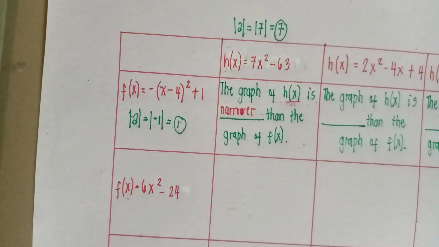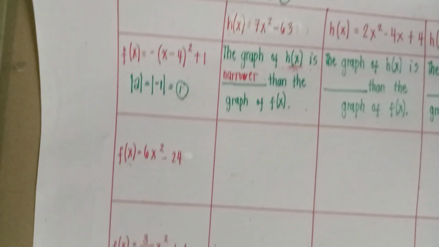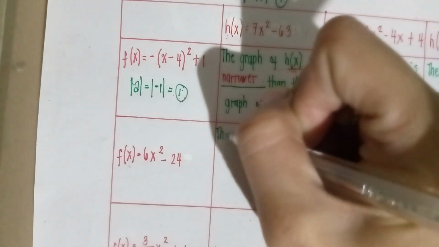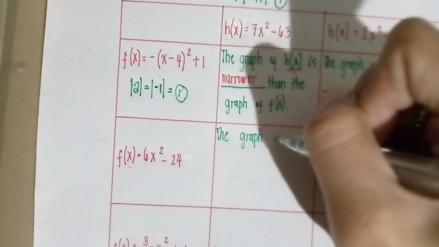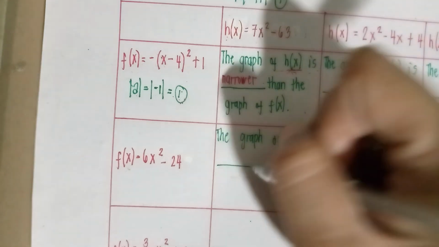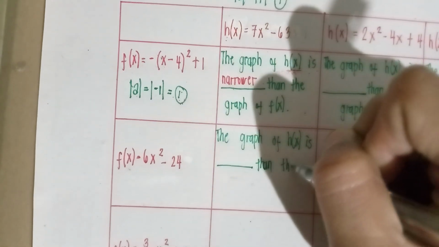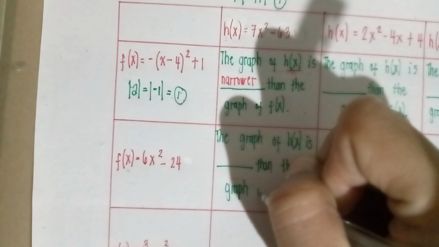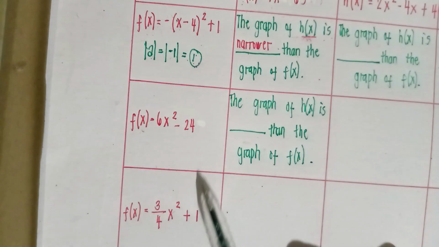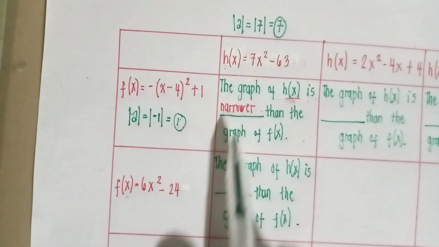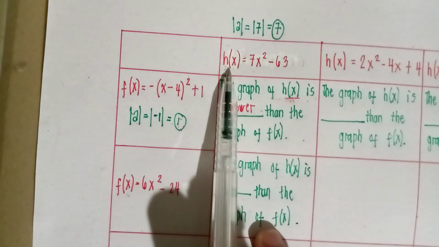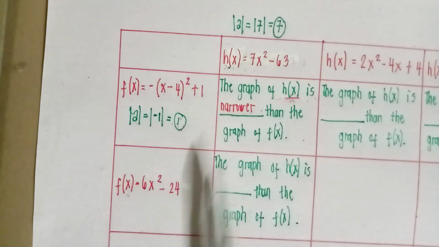That is how to answer that one. Another one is the second box: the graph of h of x, the quadratic function at the top, is blank than the graph of f of x on the left side. So we identify. To compare, the quadratic function at the top is this one, and the absolute value for h of x is 7.